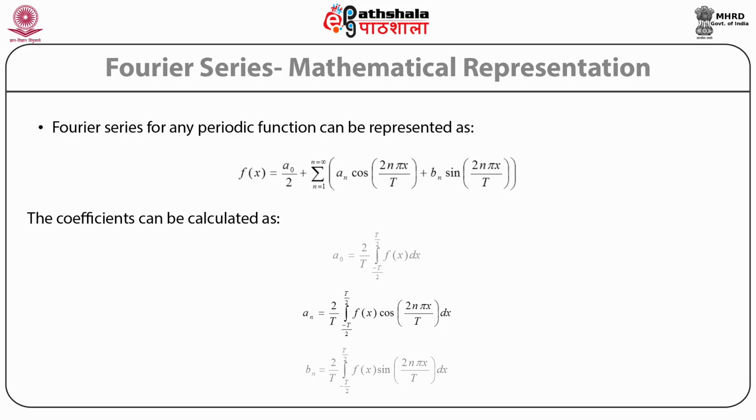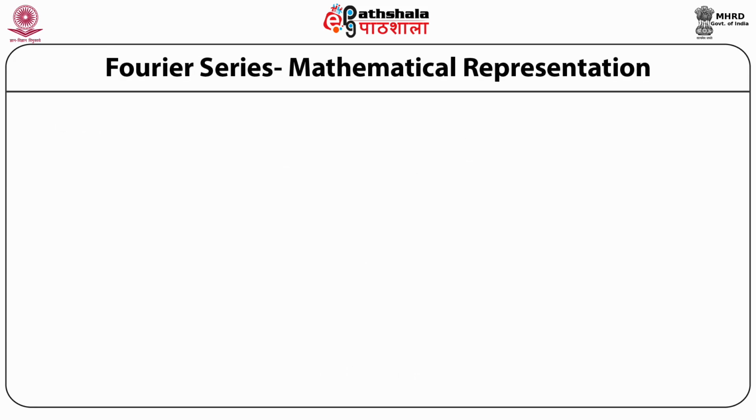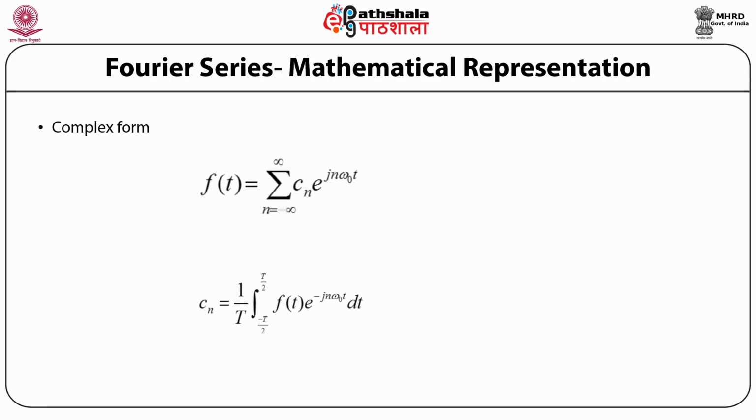The complex form. The complex form can be written as follows. F of t is the sum from minus infinity to infinity of Cn e power j n omega naught t. Here you should notice that the difference between the previous form and this one is that there n started from 1 to infinity, and here it is minus infinity to infinity, and the constant value Cn can be found by the formula shown here.